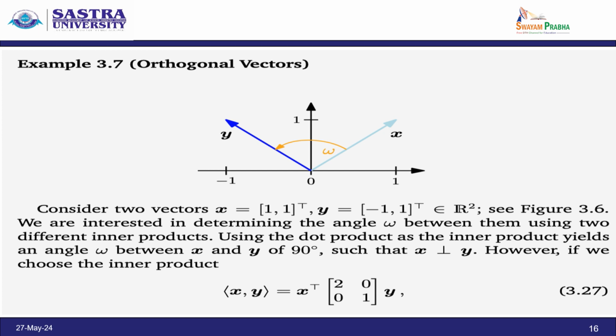Consider two vectors x equal to 1 comma 1 and y equal to minus 1 comma 1 in R squared. See the figure. We are interested in determining the angle omega between them using two different inner products. Using the dot product as the inner product yields an angle omega between x and y of 90 degrees, such that x is perpendicular to y. However, if we choose the inner product ⟨x, y⟩ as x transpose times 2001 matrix times y, this way we can express the orthogonal vector.